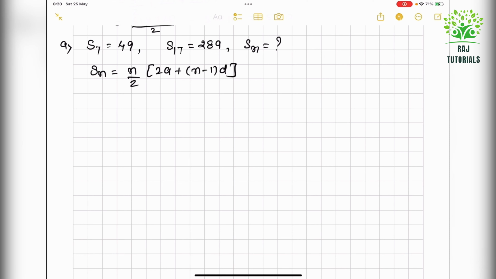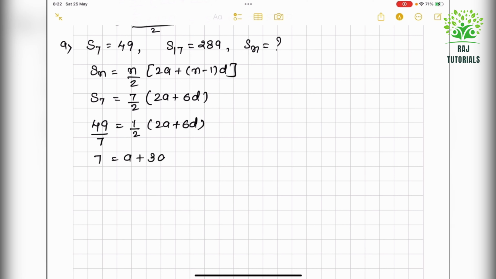So S7 will be 7 by 2 into (2a plus 6d). So if I take 2 common and cancel, 49 equal to, see, 7 I am bringing on the LHS side and 1 by 2 I am multiplying with this bracket. So I can say 7 equal to a plus 3d. I have divided both the terms with 2. So this is my first equation.